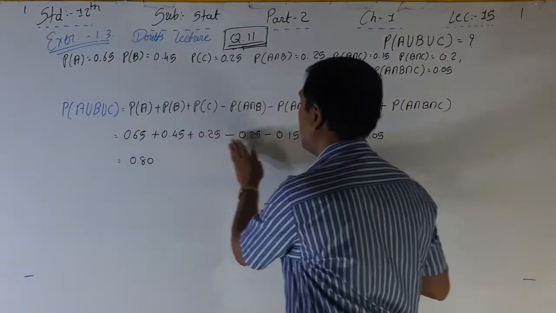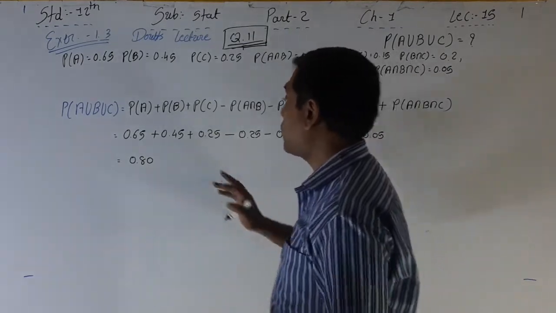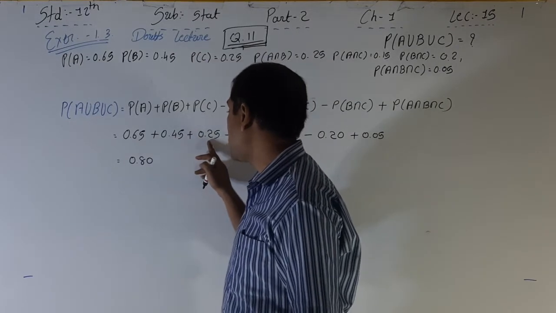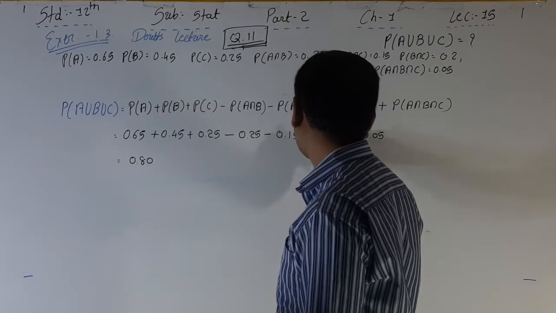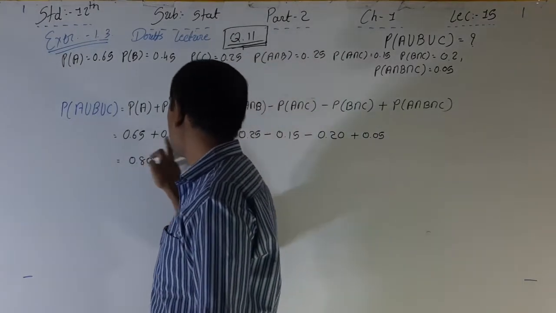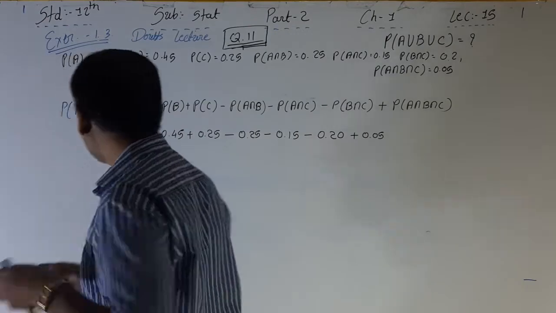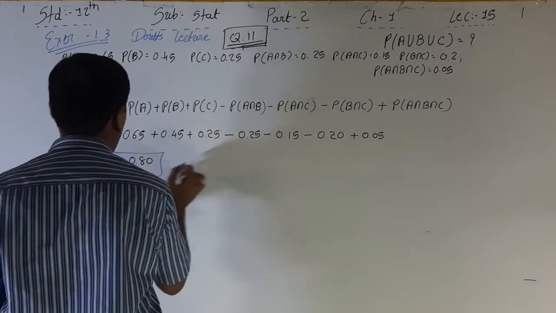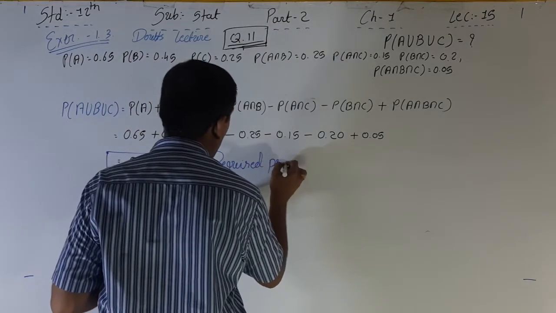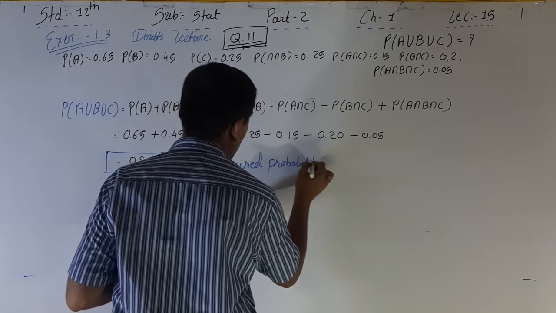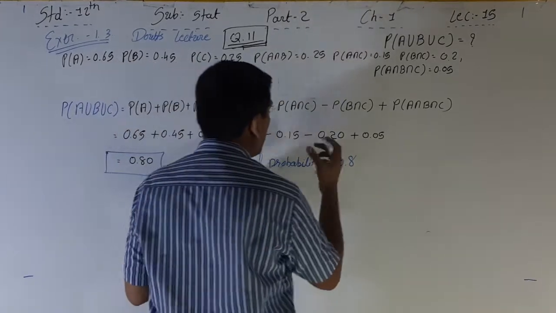Plus, plus, plus, then minus, minus, minus, and then plus. Find out in your calculator: 0.65 plus 0.45 plus 0.25, the 0.25 cancel, minus 0.15 and 0.35 minus 0.05, that is 0.30, 0.30 minus 0.05 is 0.15. So 0.65 plus 0.15 is 0.80. Therefore the required probability is equal to 0.8.